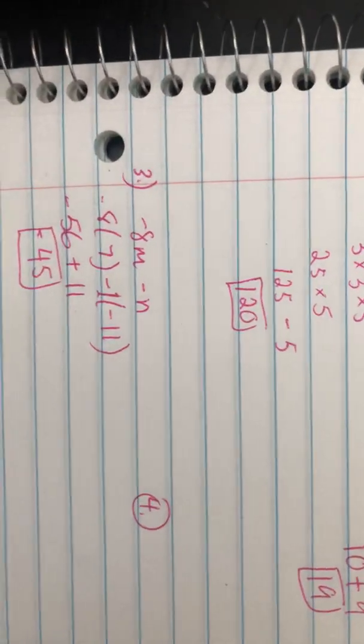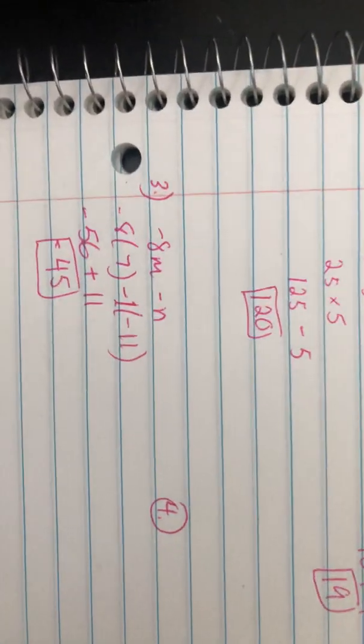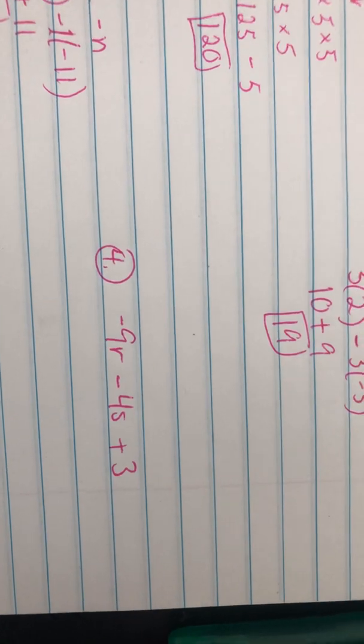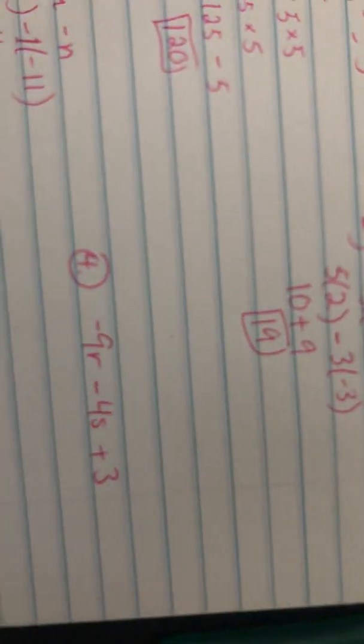What is the value of the expression when R equals 2/3 and S equals negative 2? So the problem is negative 9R minus 4S plus 3. Sorry, I'm getting all these emails. So when we rewrite it, we have to put it in parentheses like we've been doing. So we have negative 9 in parentheses.